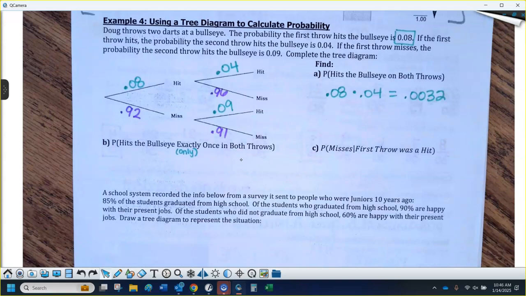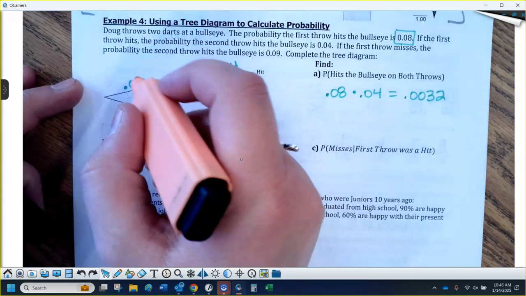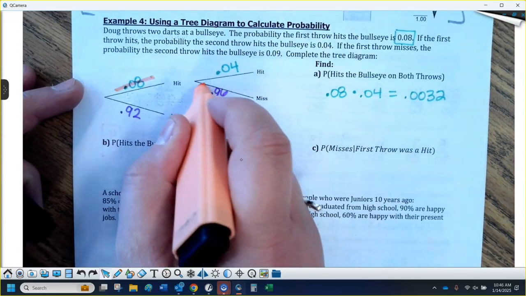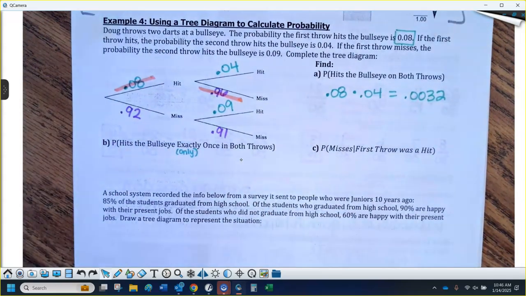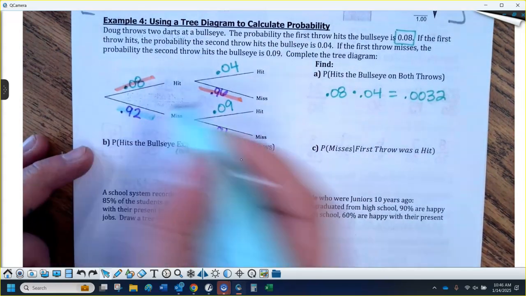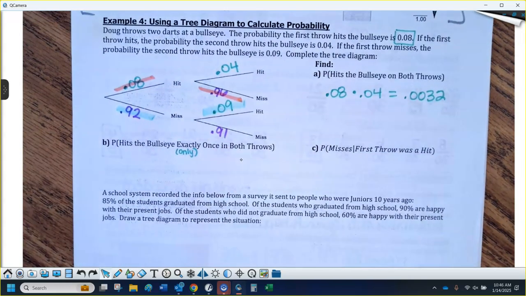Okay, if you guys look at this, let's say I only hit it once. If I hit it here, but I don't hit it here, that's me hitting it once. So that's one way across that bridge. If I miss on the first, but hit on the second, I still hit the bullseye only once. So there's 2 ways that could happen. One way, I would go hit and then miss. And the other way that could happen, let me grab a different color, is that I could miss and then hit. Both of those scenarios have me hitting the bullseye only one time.